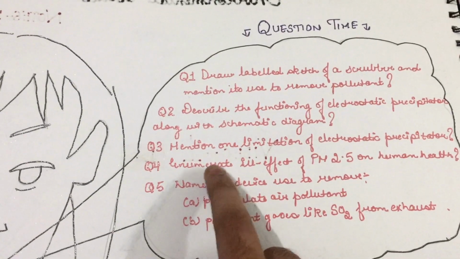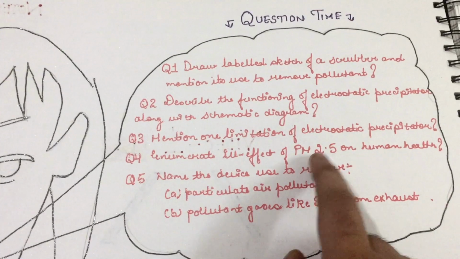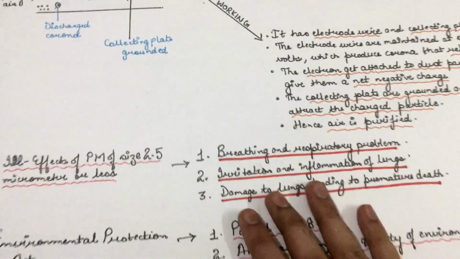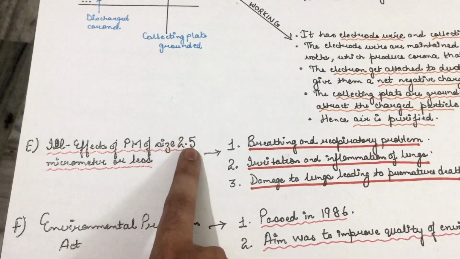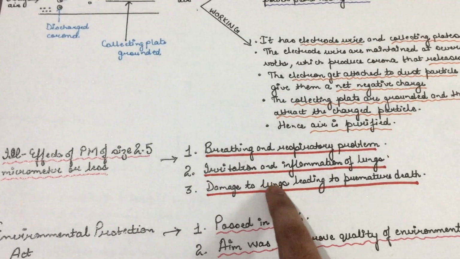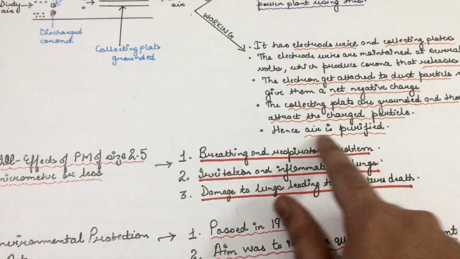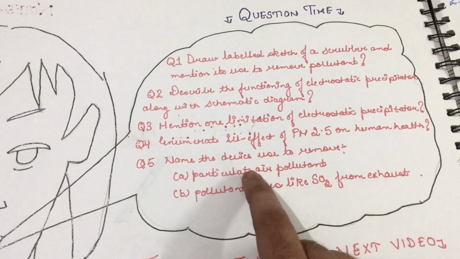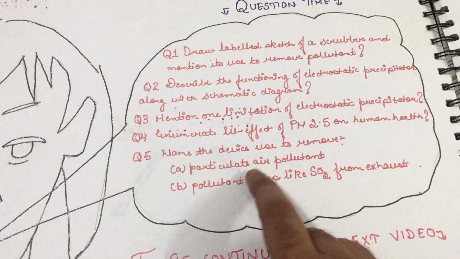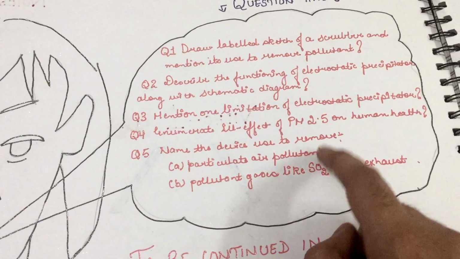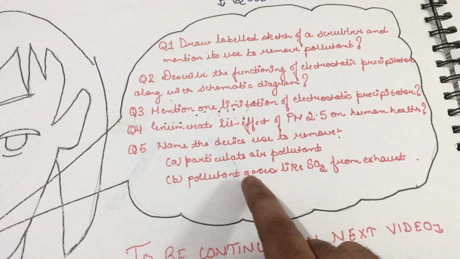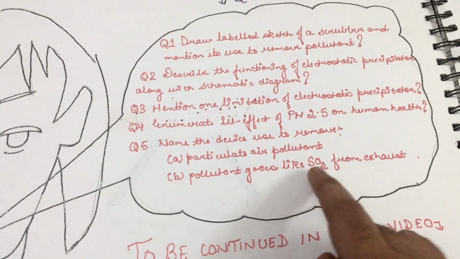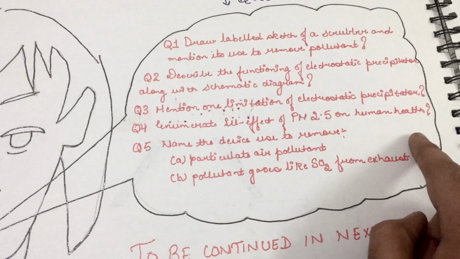Now, question number 4 is: enumerate the ill effects of particulate matter 2.5 on human health. I have already told you the ill effects of particulate matter of size 2.5 or less on human health. Now, the next question is: name the device used to remove particulate air pollutants. Particulate air pollutants are removed by the electrostatic precipitator. And number 2, pollutant gases like SO2 from the exhaust. Gaseous air pollutants like SO2 are removed by the scrubber.